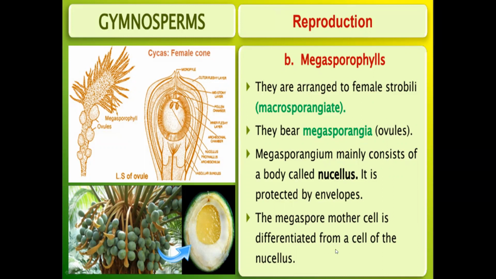From the nucellus, you will get one megaspore mother cell, MMC. The megaspore mother cell is differentiated from the nucellus. This nucellus will undergo differentiation and form something different from the nucellus, and you will get the MMC, the megaspore mother cell.